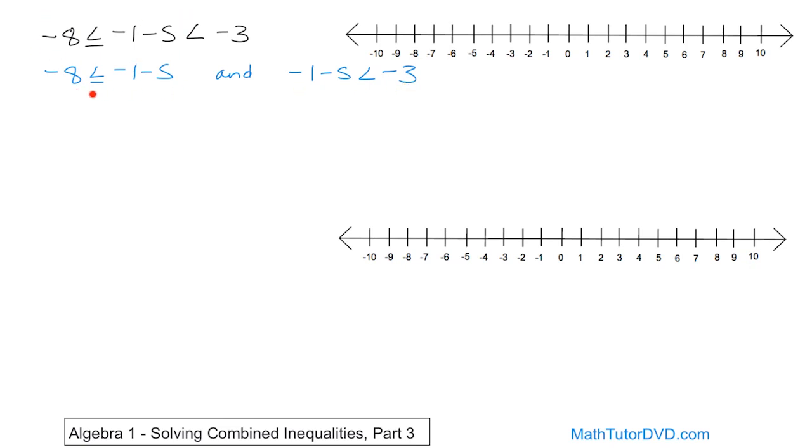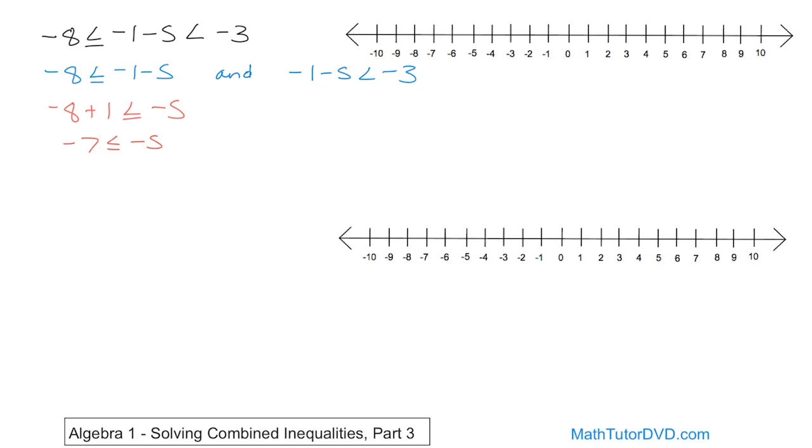All right, so let's work with this side. We want to leave the variable alone. We're not moving the variable around. We're going to move everything else. So we need to add 1 to get this over to the other side. So what we'll have is negative 8 plus 1 less than or equal to negative s. All I did was add 1 to the right, so the 1 dropped away, and I added 1 to the left. And what is negative 8 plus 1? It's going to be negative 7 less than or equal to negative s.